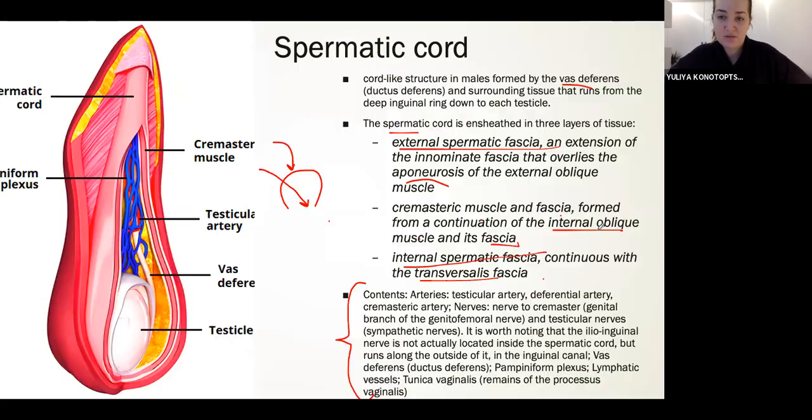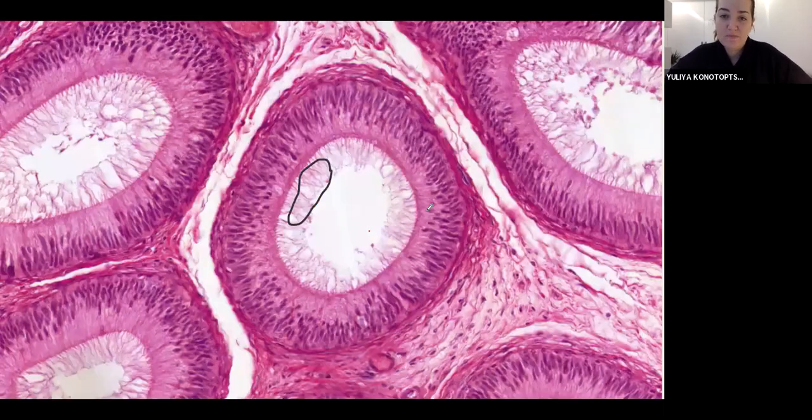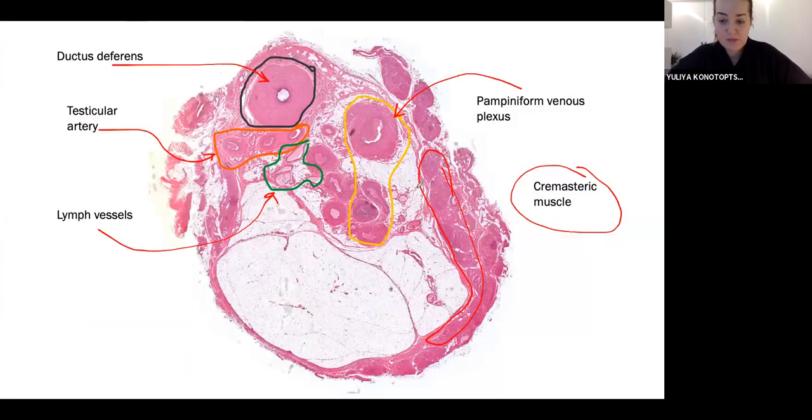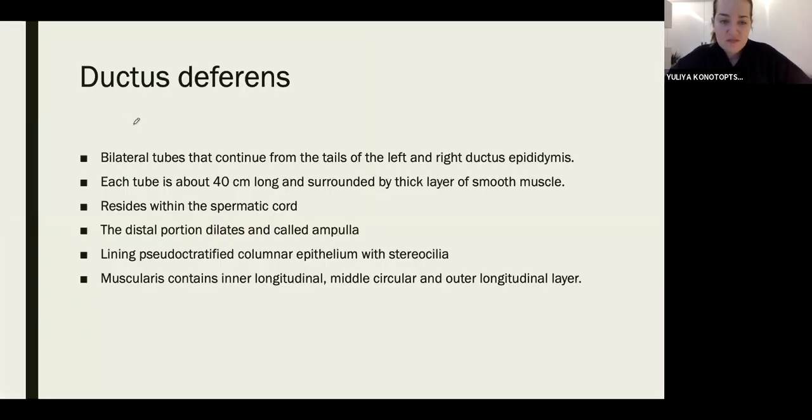Again, cremasteric muscle arises from the internal oblique muscle. This is a skeletal muscle, so cremasteric muscle will also be striated. It will also be skeletal muscle as well. So vas deferens, we talked about it. All of those things we talked about last class, so make sure you refresh your memory there.